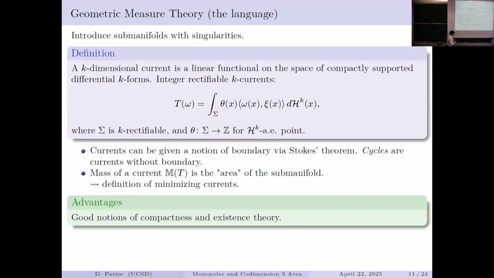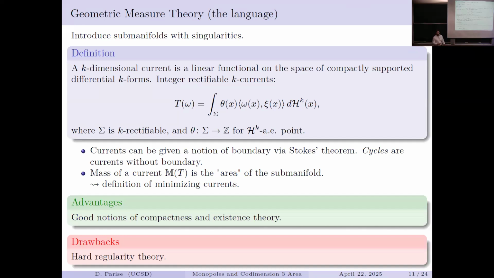Also, to a current, we can associate this notion of mass, which for the purposes of intuition is just the area of the corresponding submanifold. So this is the right notion of generalized submanifold, so submanifold with singularities. Why do we introduce currents? Because these currents have good compactness properties. So under certain uniform bounds, it is relatively straightforward to extract a limit. And then the crux of the matter is to take this weak object and prove that it is a regular one. So the major drawback is that the regularity theory is hard.